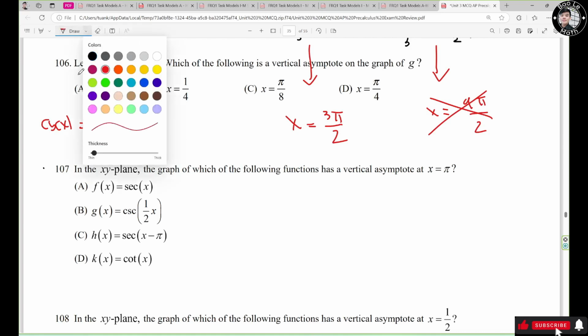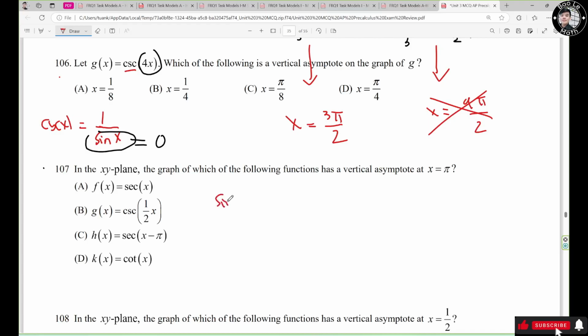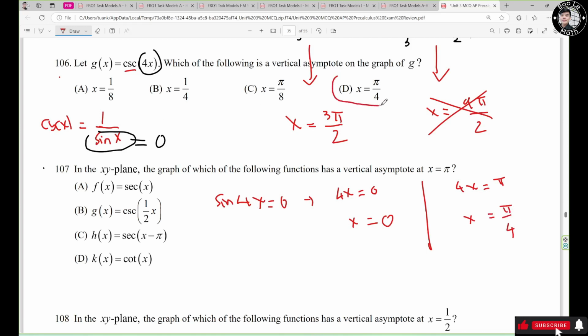So you have sine 4s equals 0. I need to find the angle where sine 4s equals 0 within one cycle. So you have 4s equals 0 and 4s equals pi. Now divide both sides by 4, so s equals 0 and s equals pi over 4. Look at the answer choices right here, only D matches. So the answer must be D.